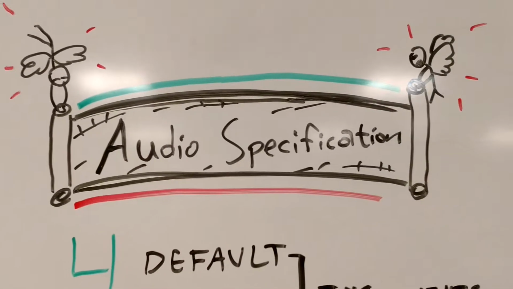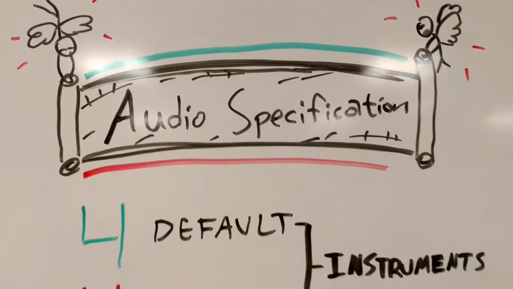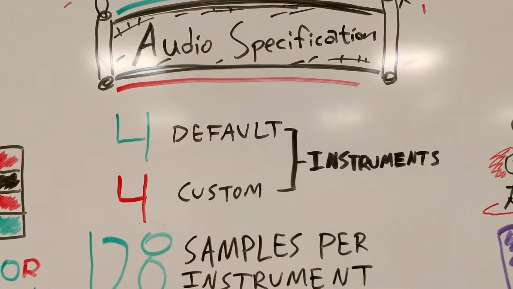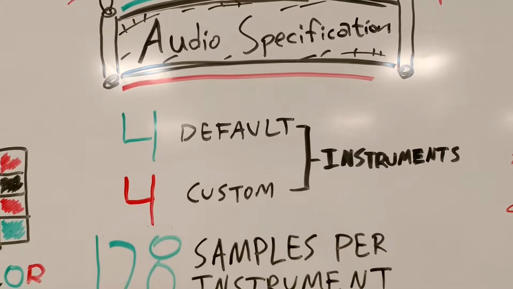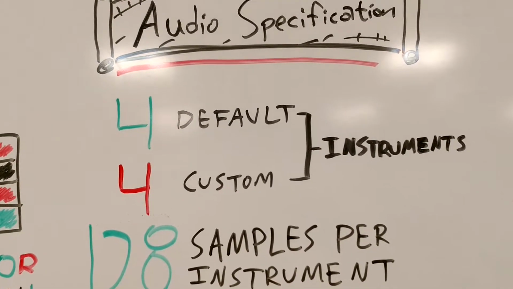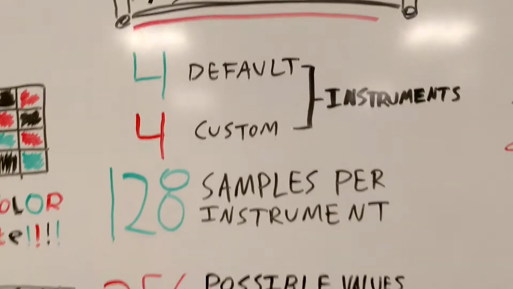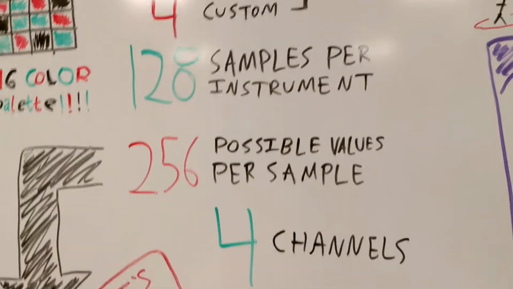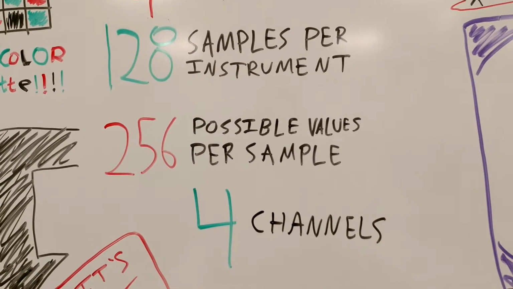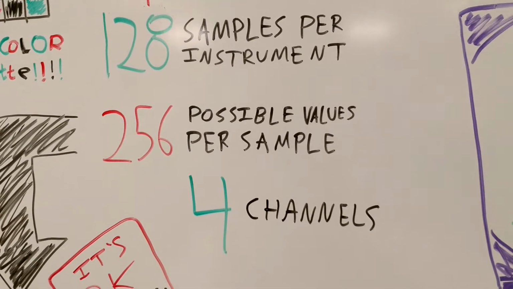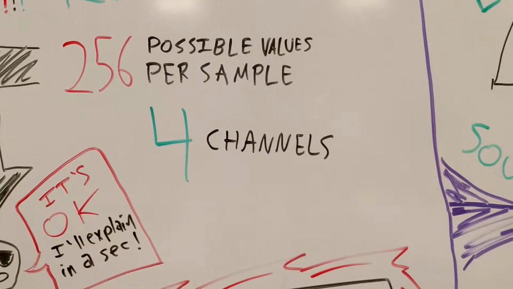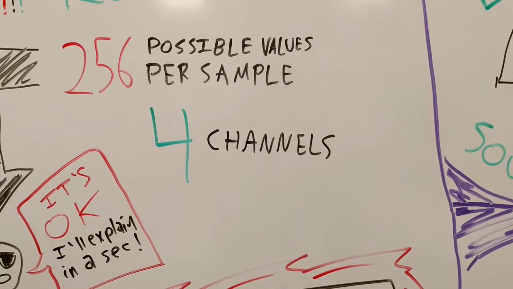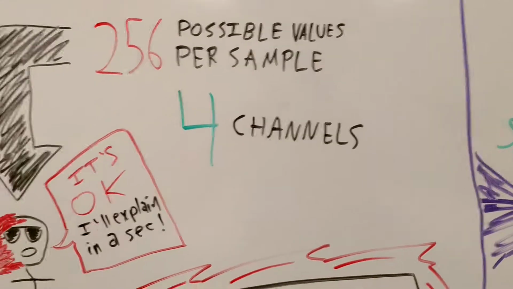The audio specification for Bity-8 goes as follows. There are 4 default instruments in Bity-8 and 4 custom instruments that the game developer can put into their cartridge. There are 128 samples per instrument, and there are 256 possible values per sample, so 1 byte. And there can be 4 sounds playing at once, 4 channels.